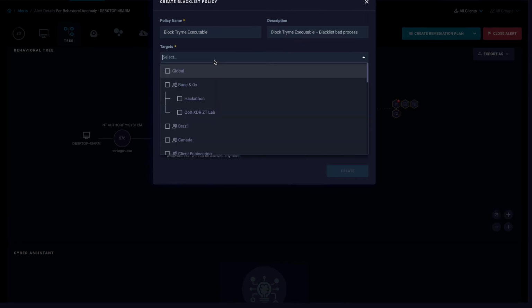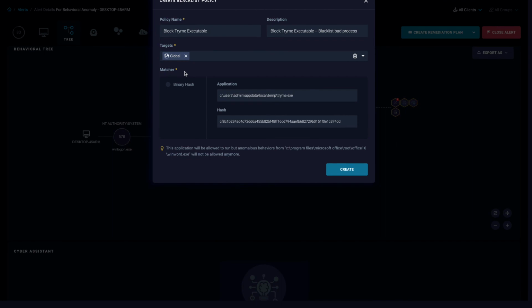We can name it block this try.me executable, block me, just quick description, and we can say, okay, well, do we want to target this against specific clients, specific tenants of endpoints, or do we want to hone in on one endpoint? No, really to ensure that this doesn't affect the entire organization's infrastructure again, we're going to do a global. So this means that any endpoint that is connected to the ReaQta Hive is going to be protected from this malicious executable. It's going to be blocked and killed automatically before any damage is done.